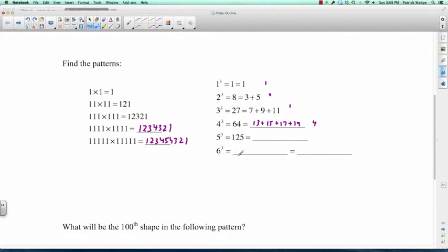Yeah, it does. It equals 64. How many numbers do we have to add? 5 cubed. You're going to have to add 5 of them. What are the numbers? 21 plus 23 plus 25 plus 27 plus 29.